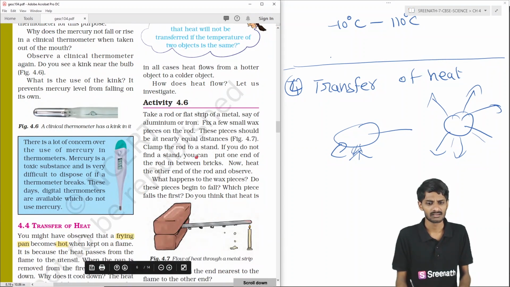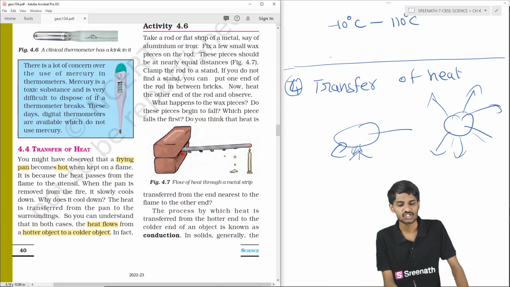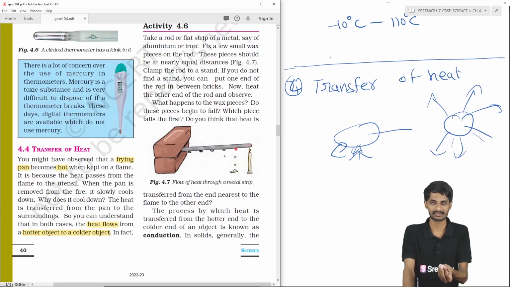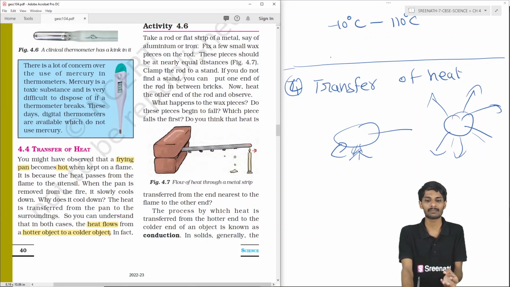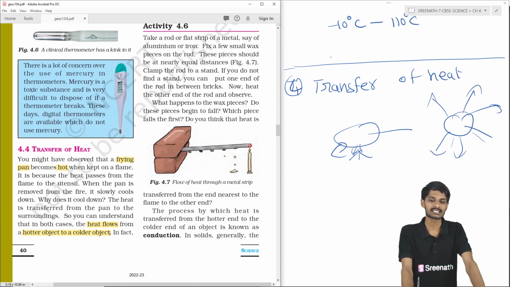Okay, and we will do some experiments. Take 2 bricks and take some metal strip and place the wax at equal distances and place it under a candle. So what happens? This end will become hot. Observe what happens. The wax will come down.